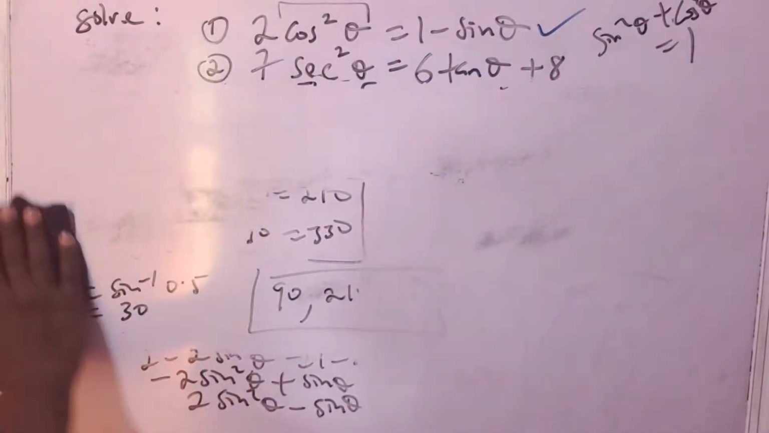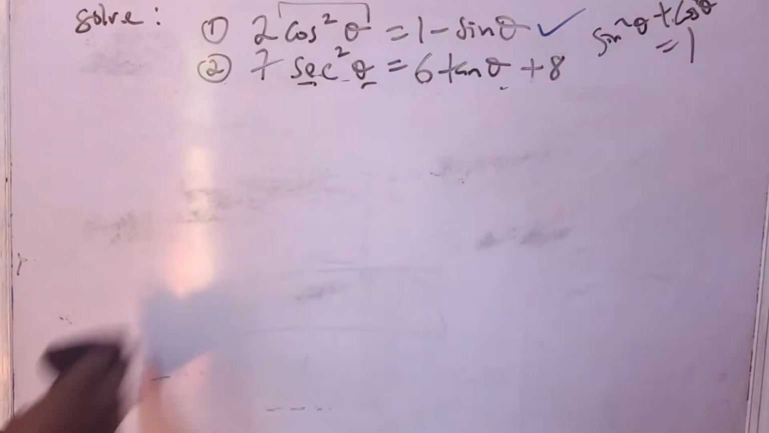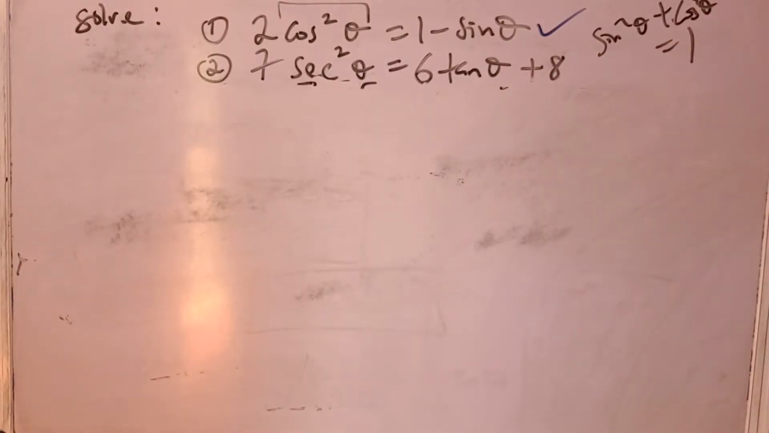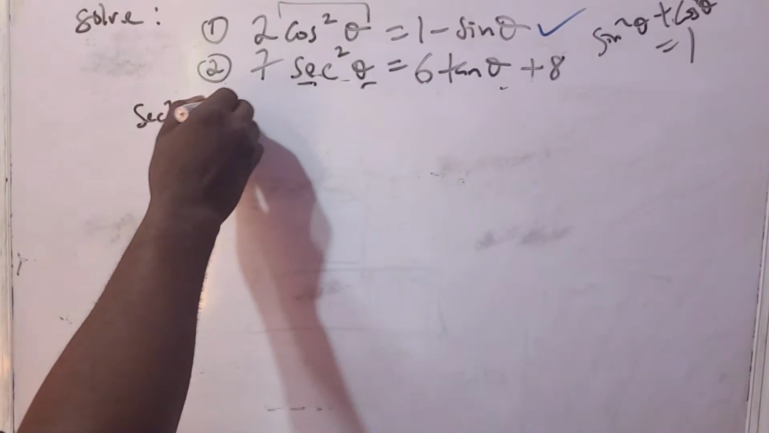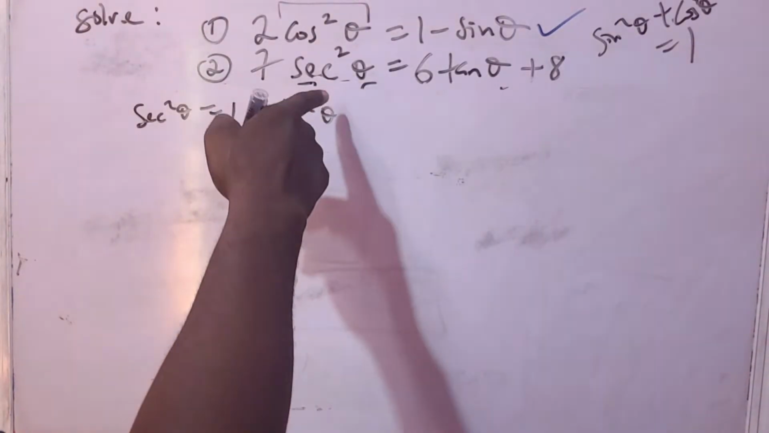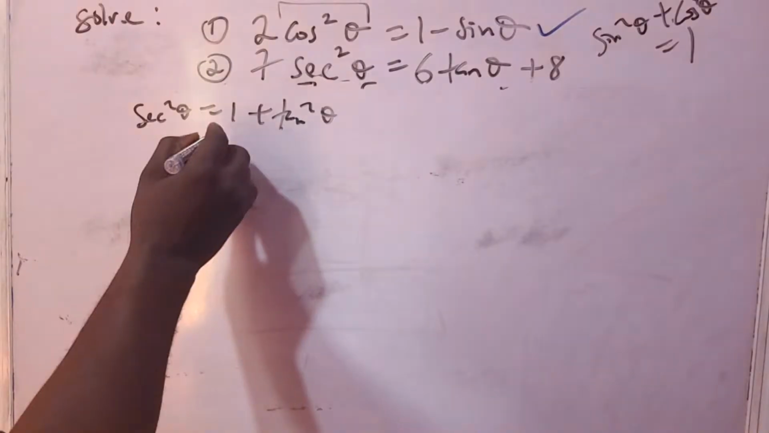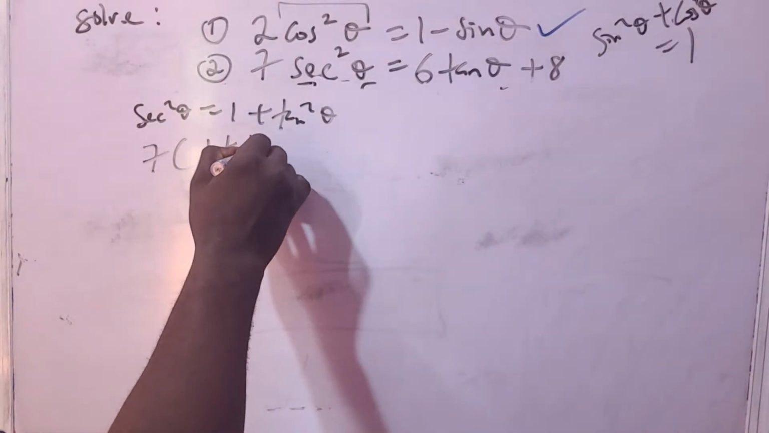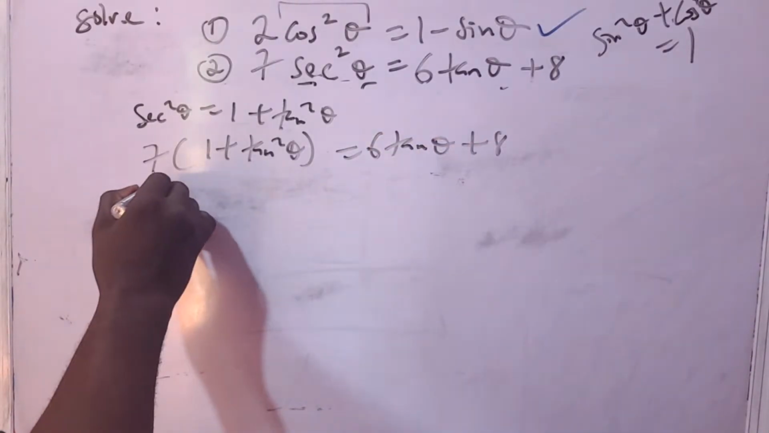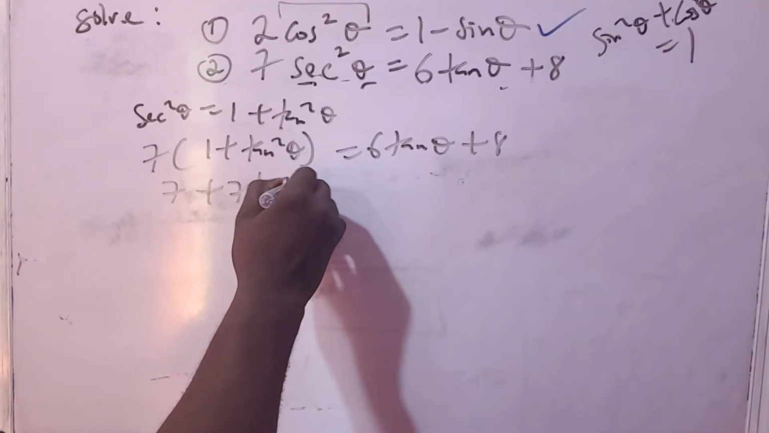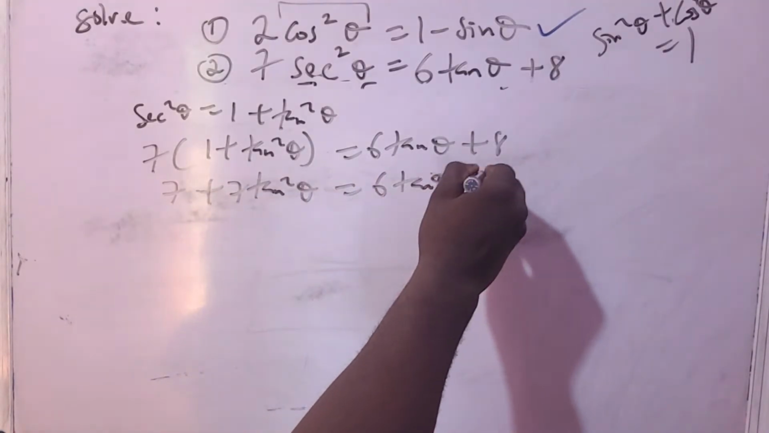So we have the question 7 sec squared theta equals 6 tan theta plus 8. The most important thing to do here is to make them just one single trig function. Remembering that sec squared theta equals 1 plus tan squared theta, this helps me swap sec squared theta for 1 plus tan squared theta. So I have 7 plus 7 tan squared theta equals 6 tan theta plus 8.